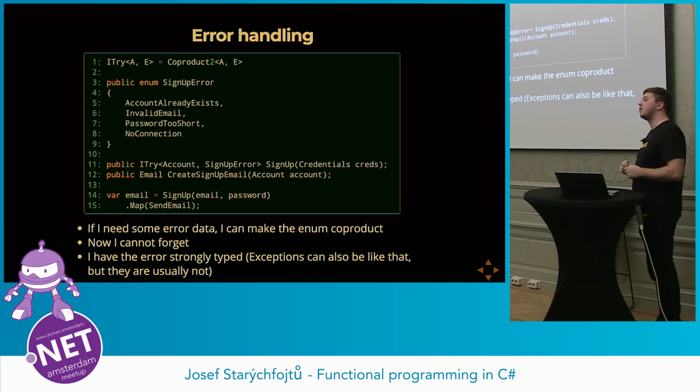But how do you know, like, you put it in a signature, I try with account or sign up error, so you got a core product, that's nice. But how do you guarantee actually that sign up is calling some other libraries, and then some of them throw an exception that you don't handle? So it still can throw an exception, there's no guarantee as well, right?